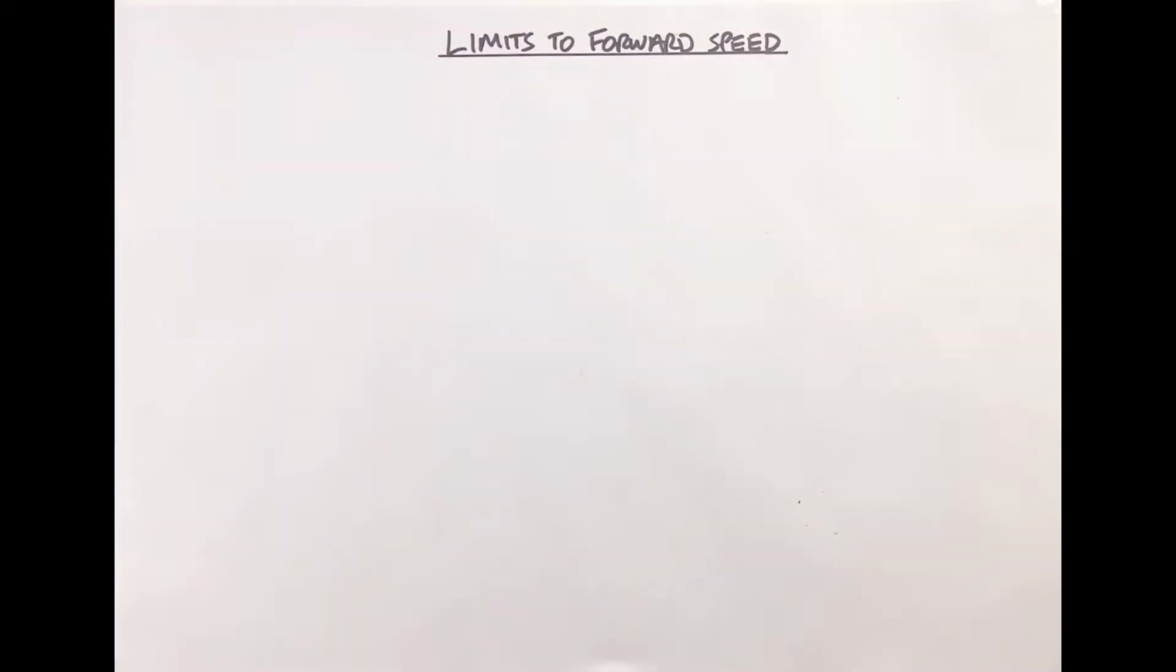Right, today's video is limits to forward speed. Very important for anybody who flies a helicopter, essentially, because it helps you understand how fast you can go, what your limits are, and what's going to happen if you exceed those limits. All helicopters have a V&E of some kind, and hopefully this will help you understand what could go wrong, why it goes wrong, and how to fix it when it does go wrong.